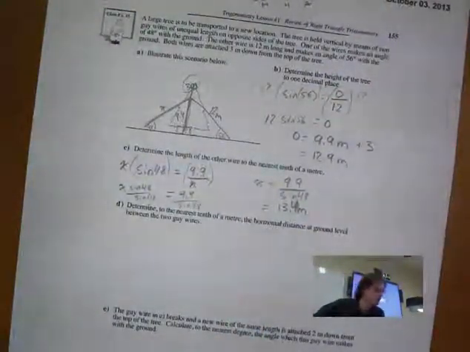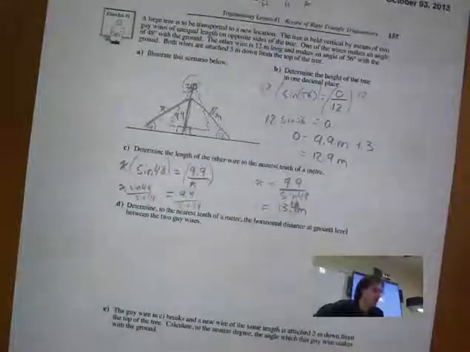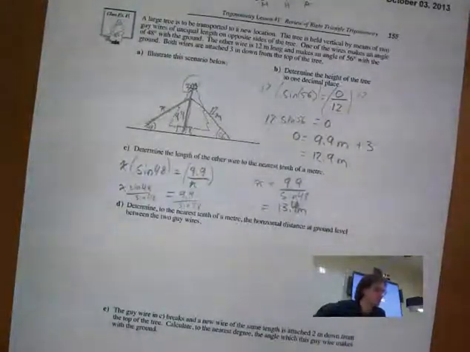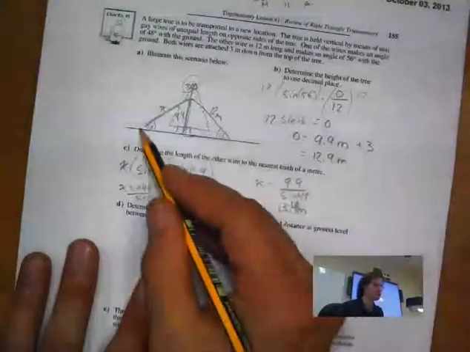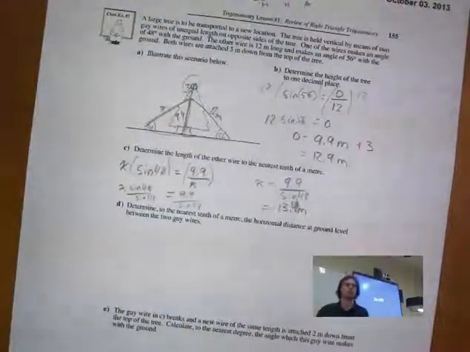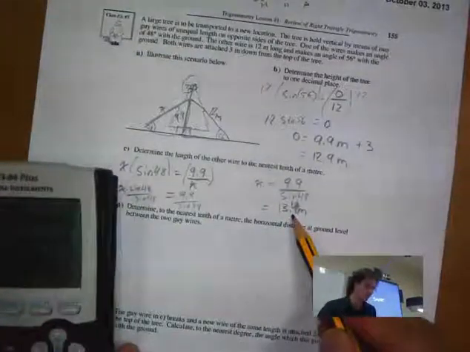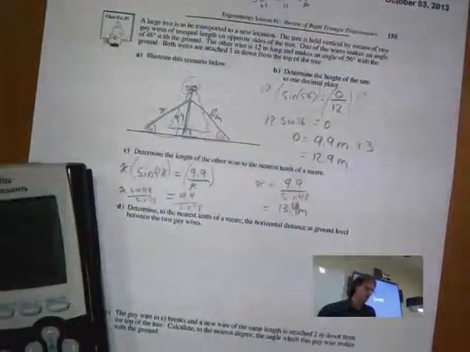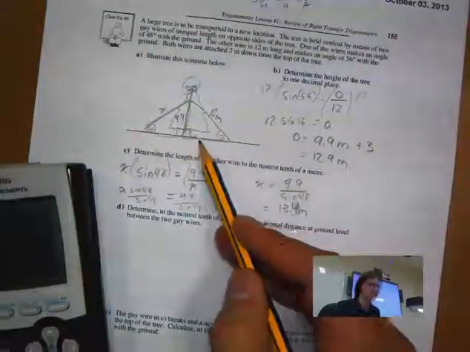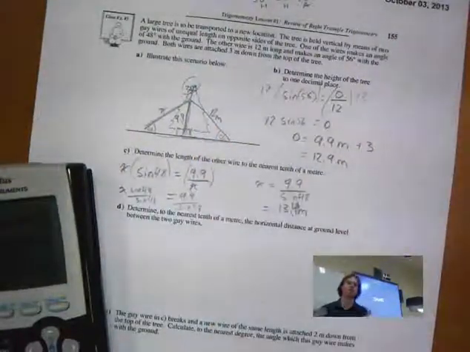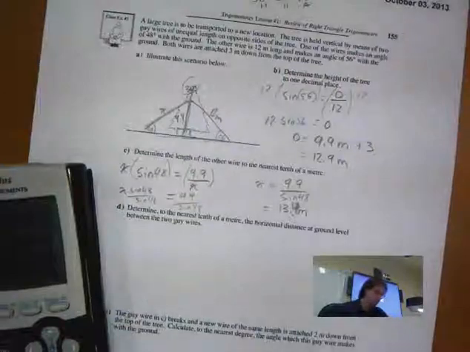Next is determine to the nearest tenth of a meter the horizontal distance of the ground between the two guide wires. So now it wants us to find this distance here. I'm going to do them in two completely different ways. For this one here, I'm going to use the Pythagorean theorem. And the other one, I'm going to use the trig ratio.